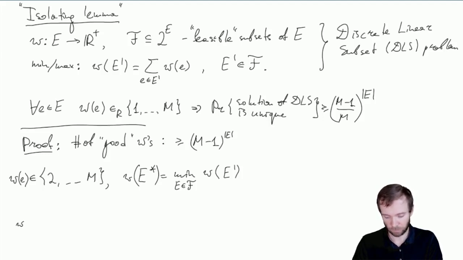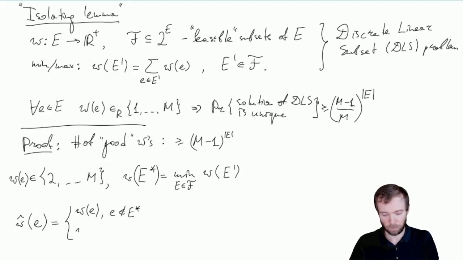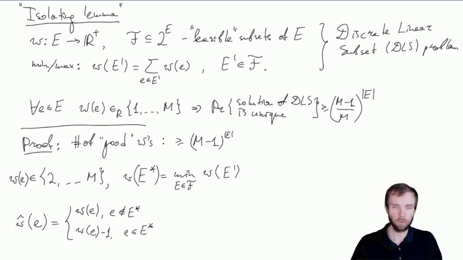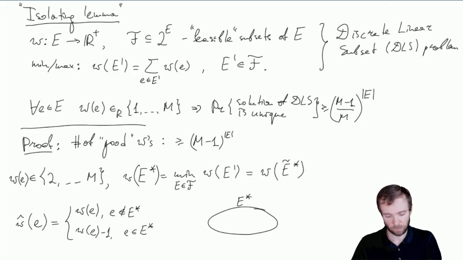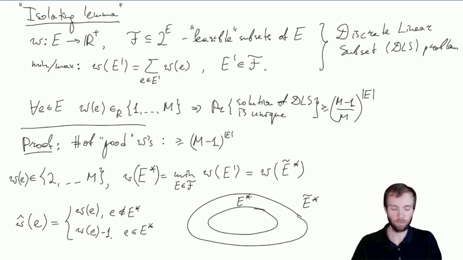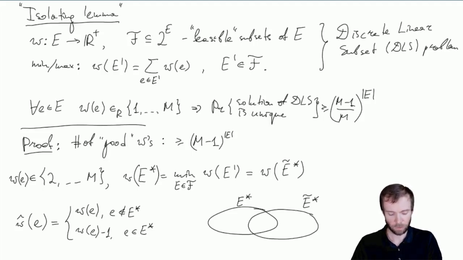Let's consider a new weighting function w hat, which is defined like this. On every element E, this weighting function is equal to the value of the old weighting function if E does not belong to E star, and it is equal to w of E minus 1 if E belongs to E star. Now, according to this new weighting function, we see that E star is kind of promoted. If we had any other solution to the DLS problem with our original weighting function, let's name it E star wave, then E star cannot be contained entirely within E star wave, because then the weight of E star wave would be strictly greater. But they can have a non-empty intersection.